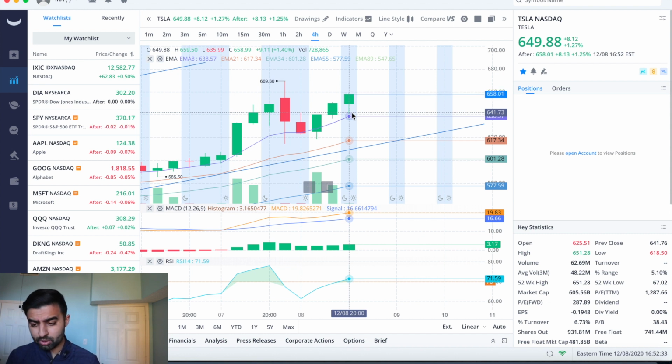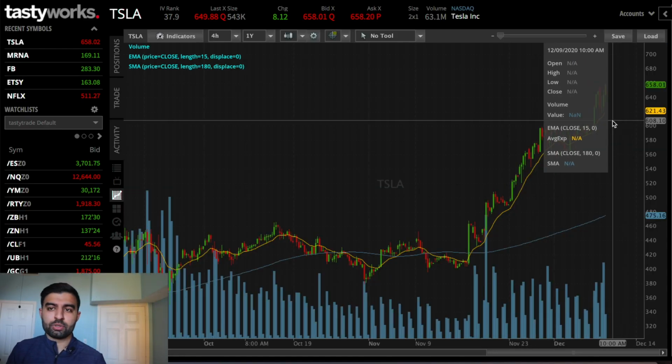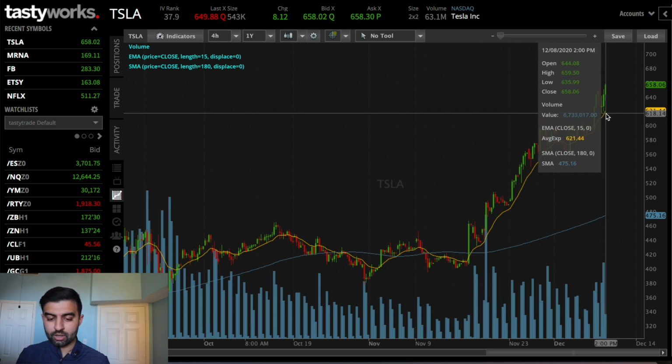So now let me pull up my Tastyworks, and we'll see what that could look like, right? So as you guys have watched me for a while, what I'm looking at here is the 15 EMA on the 4 hour chart and the 180-day SMA on the 4 hour chart, making sure that we stay above this EMA. So the EMA right now is 621.50. The stock's trading decently above that, near the 650 mark.